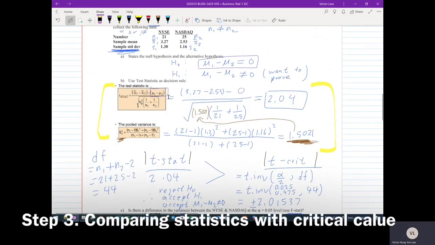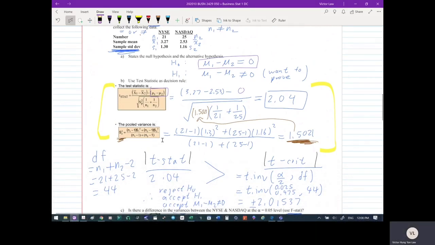In part B, we're calculating the test statistic, using it as our decision rule. I gave you the formulas here. In order to calculate the test statistic, you need to calculate the pooled variance using the formula. Once you calculate the pooled variance, you substitute that into the formula to calculate the t-statistic, and you're going to get 2.04. You can do that algebra on your own time.